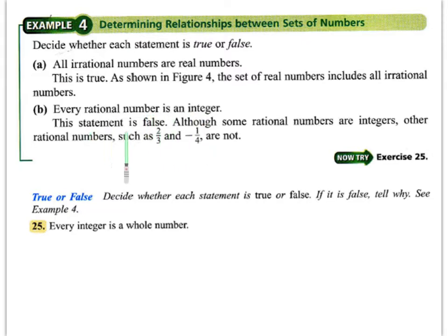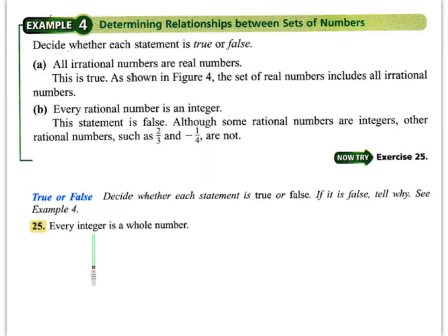Every rational number is an integer. Well, that's false. And if you remember from geometry, the only thing you need to show that a statement is false is a counterexample. So some rational numbers are integers. That's true. But this says that every rational number is an integer. So rational numbers like 2/3, -1/4, they're not integers.